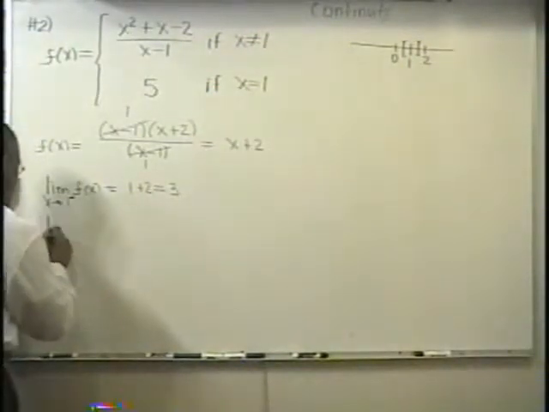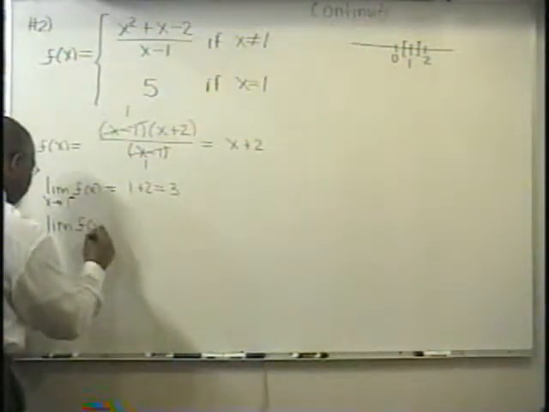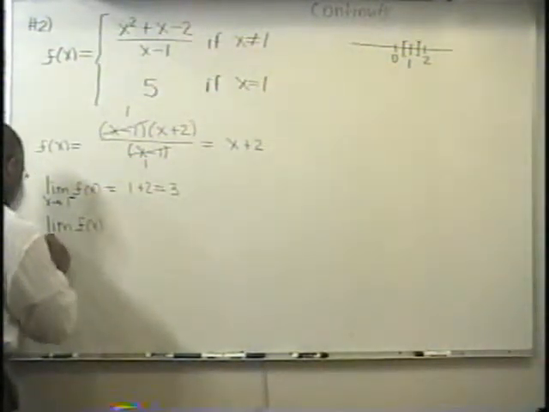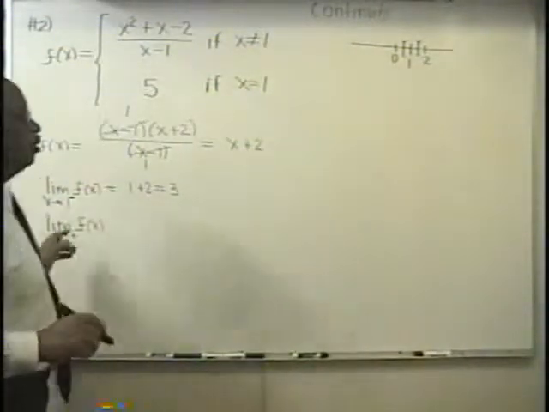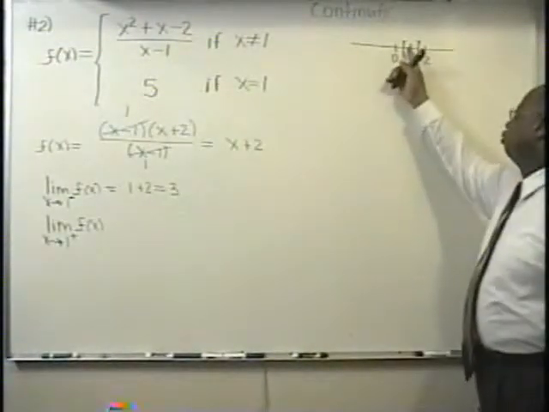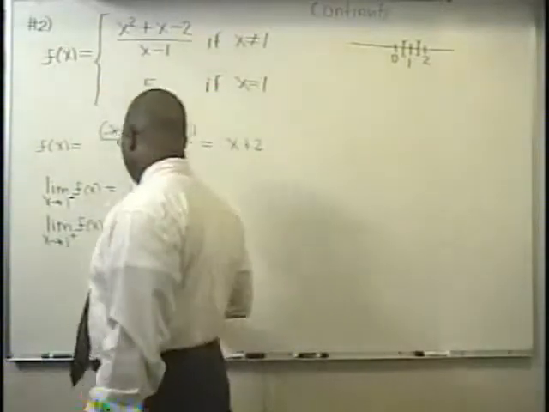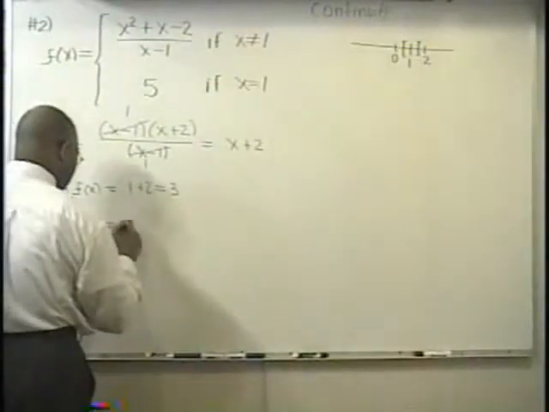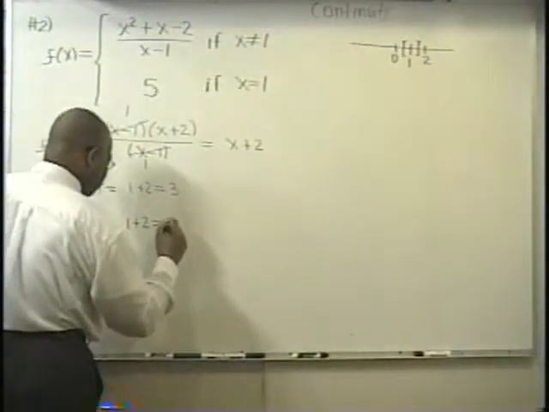Let's take a look at the right-hand limit. The limit of f of x as x approaches 1 from the right, again, it's between 0 and 2, in between here, close to 1. So we can use that again. So in this case, let x equal 1 again. It's 1 plus 2, that's equal to 3.